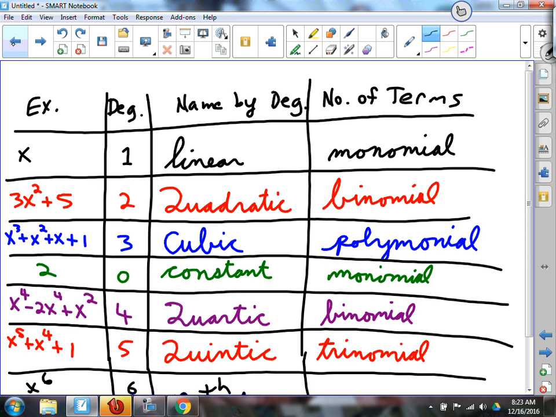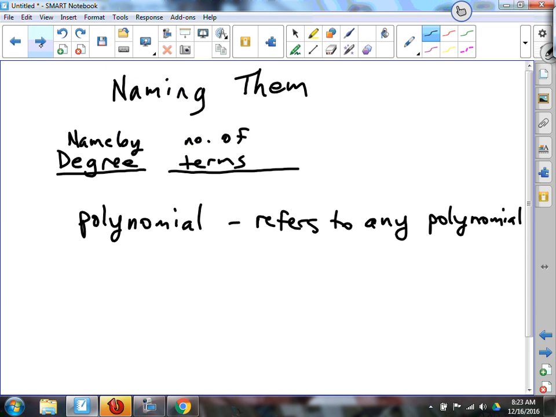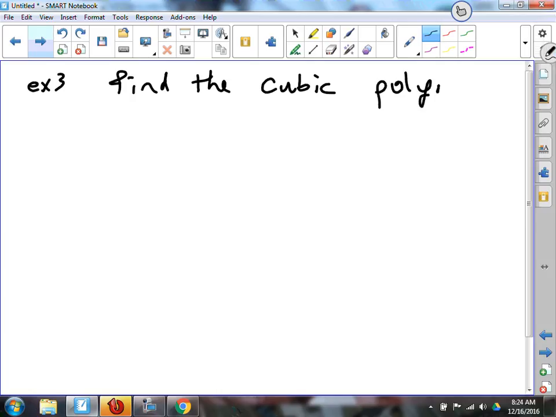What example are we on? 3? 4? Example 3. Find the cubic polynomial. So this is kind of your midterm question here.